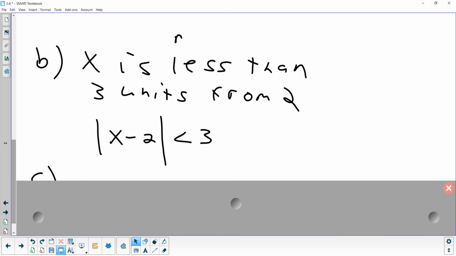Now, what do you think would happen if I changed one word there and I said x is more than 3 units from 2? Could almost use the same thing. But what would happen? Would it be addition inside the absolute value? We would still want subtraction, because subtraction measures how far away something is from something. Like how far is 10 from 7? You do 10 minus 7 and you get 3. So this measures how far away, and we still want to keep that as subtraction. Would you just flip the sign? Yeah, we would make that a greater than. That's all that would happen if it was more than.